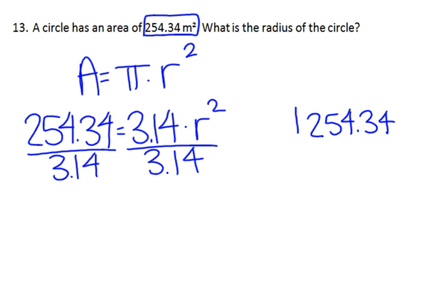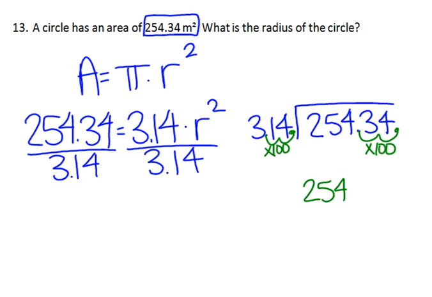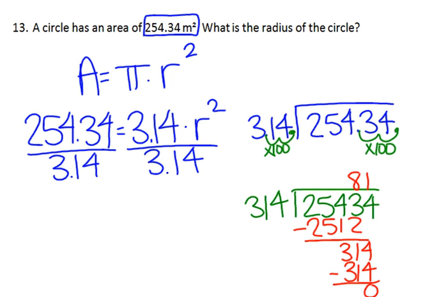254.34 divided by 3.14. Remember, you can't divide by a decimal unless you move the decimal point over 2 spots, so multiply by 100 on both of these numbers. And that's going to turn it into 25,434 divided by 314. And when I work out the division, it comes out to 81. So on the left-hand side, we have 81.